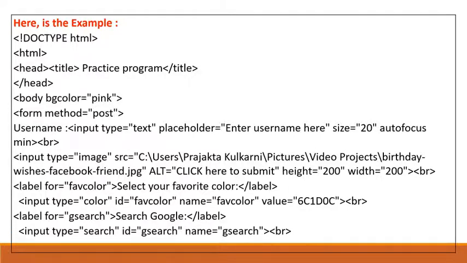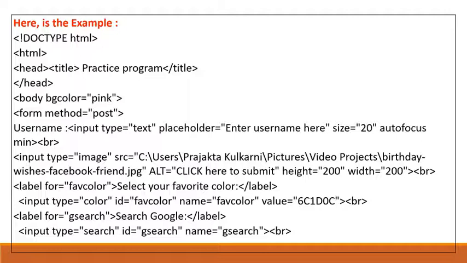So here username is entered, size is equal to 20, and autofocus is autofocus. That means always the cursor should be in the text box. Next is input type is image. Then the source, I have given a complete source with the complete location, file name and extension. Alternate text, height is equal to 200 and width is equal to 200. BR is used to break the line, that is, the next tag will come on the new line.